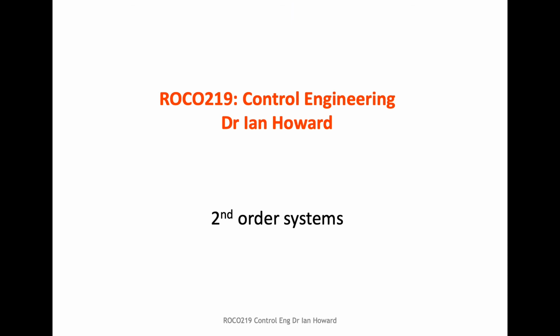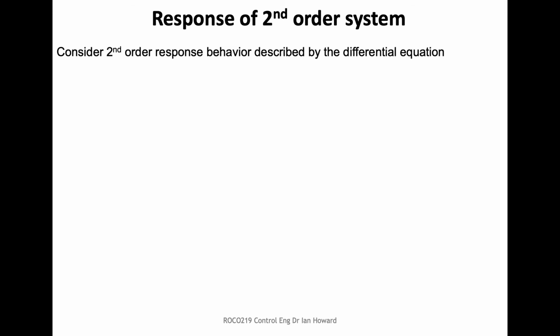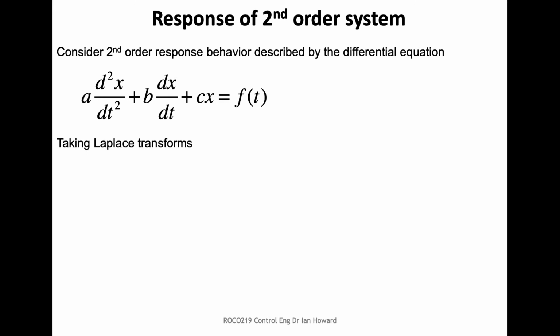So let's think about second order systems. In fact, in particular, we're going to think about their responses. Now, a second order system can be described using a second order differential equation. So that would typically be of this kind of form: a d squared x dt squared plus b dx dt plus c x equals some driving force f of t.